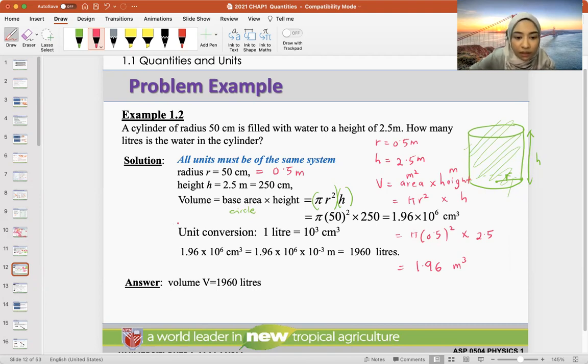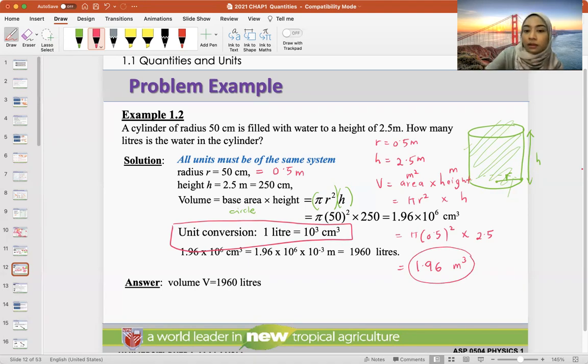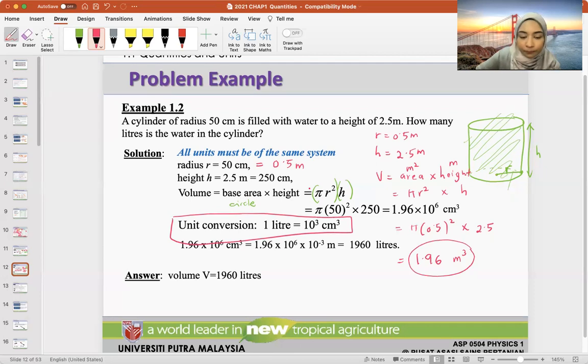And then they've given us the unit conversion: 1 liter equals 10 to the 3 centimeter cube. Dia kasi dalam centimeter cube pula. Selalunya dia kasi dalam meter. It's okay. So how do we use this unit conversion to change our answer to liters? Let's do it. We have the tools already.